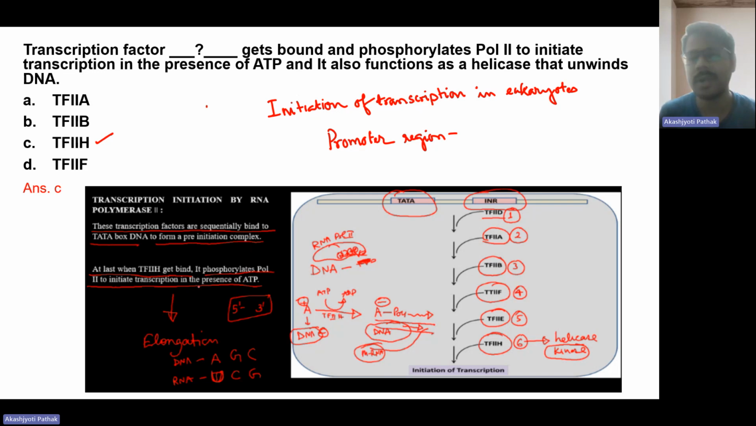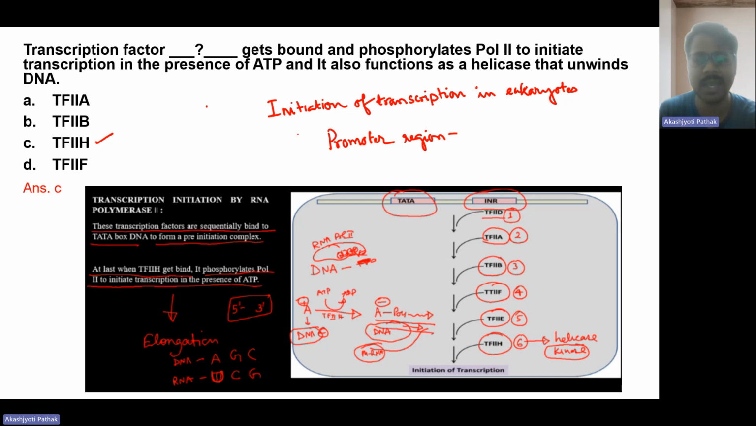So first, this has been shown in this figure. First there will be TF2D, followed by TF2A, TF2B, TF2F, TF2E, and TF2H. At last, when TF2H binds, it phosphorylates polymerase 2 to initiate transcription in the presence of ATP. So TF2H is the transcription factor which will phosphorylate. That was asked in the question: which is the transcription factor which phosphorylates polymerase 2 and initiates transcription? It is transcription factor 2H.